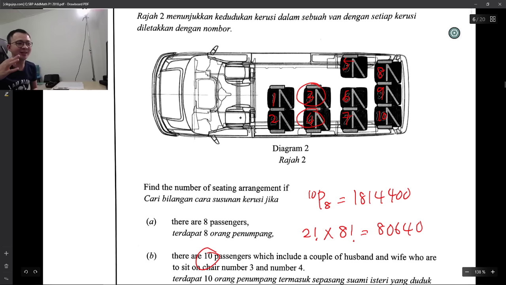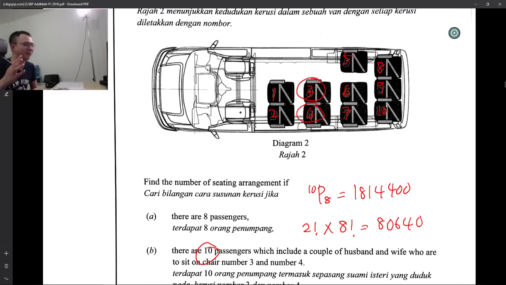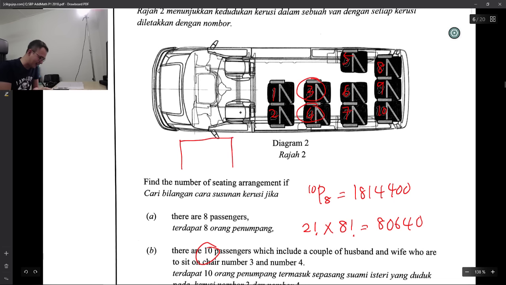Okay, so I see a lot of students ask me why in this question they cannot use C and they have to use P. Let me explain and give you some examples. Imagine a car, it's easier. Imagine this is a car. You only have the seats A, B, and then C, D, right?